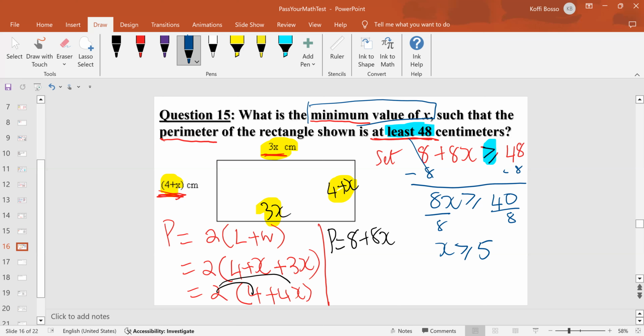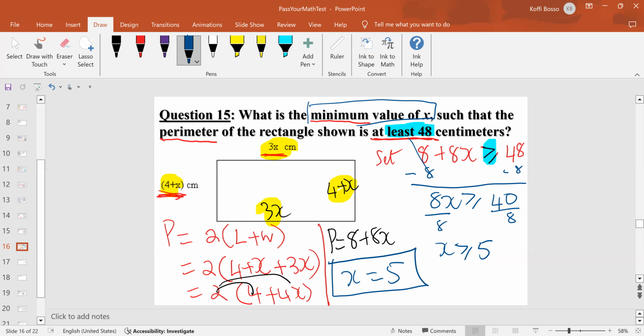Therefore, the answer here will be x equals 5. That's the minimum value. So if x is 5 here, you'll see that the rectangle will have a perimeter of at least 48. And if we want to double check, you can replace x by 5 in this.